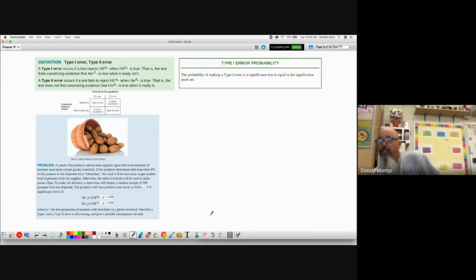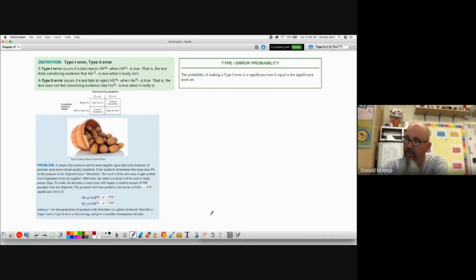So a potato chip producer and its main supplier agree that each shipment of potatoes must meet a certain quality. If the producer determines that more than 8% of their potatoes in the shipment have blemishes, the truck will be sent away to get another load. Otherwise, the entire truckload will be used to make chips. To make this decision, a supervisor will inspect a random sample of 500 potatoes from the shipment. The producer will then perform a test at the alpha equals 0.05 level. So you can see that they've written this out for us.